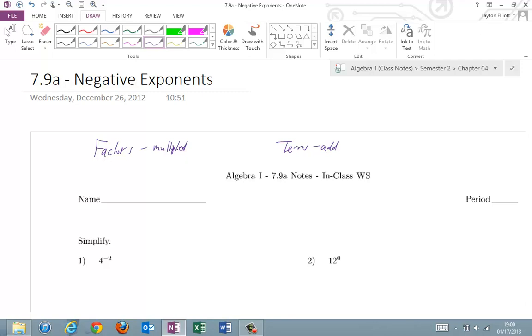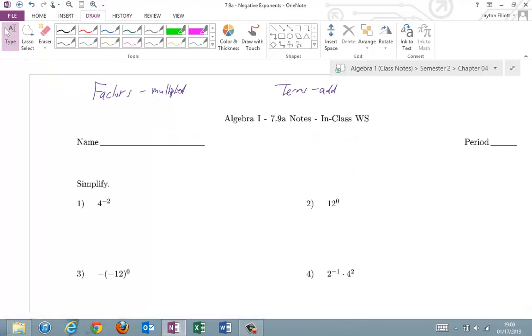Negative exponents. So 4 to the negative 2. Here's how we make sense of negative exponents. If I have 2 squared, that is 4. If I have 2 to the 3rd power, that is 8. 2 to the 4th power is 16. 2 to the 1st power is 2.